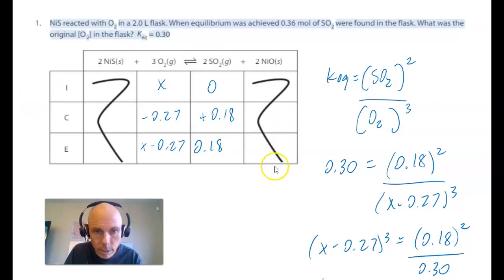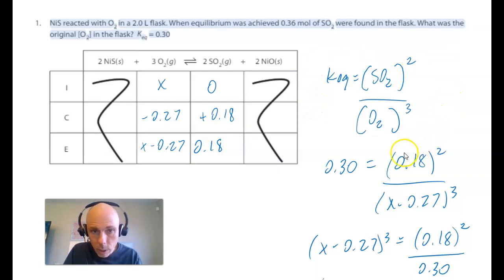All right, let's take a look first at how I filled in my ice table. I know I'm solving for the initial concentration of oxygen, so I've set that equal to X. And it tells me that 0.36 moles of SO2 were found in the flask at equilibrium. Meanwhile, it's a 2-liter flask, so 0.36 divided by 2 is the concentration here of SO2 at equilibrium. If we know it started at 0 and it ended up at 0.18, it had to have gone up by 0.18. And if the ratio between O2 and SO2 is 3 to 2, 3 over 2 times 0.18 is 0.27, and that goes down because it's a reactant, which means at equilibrium, the concentration of O2 is X minus 0.27.